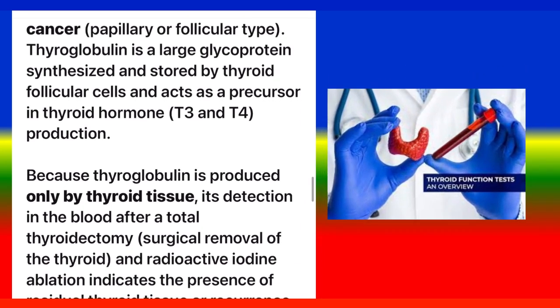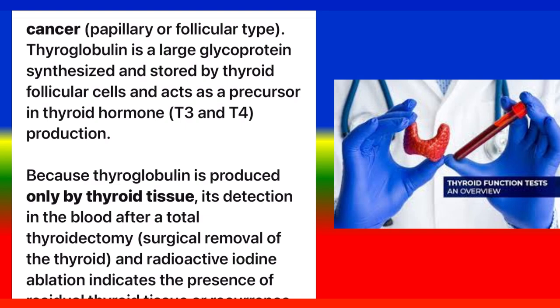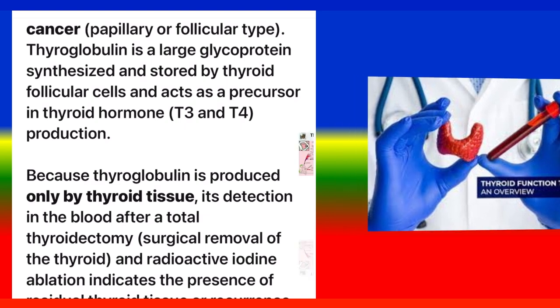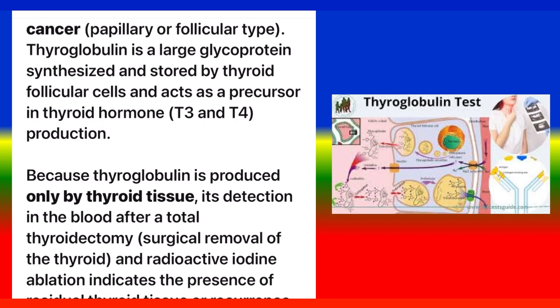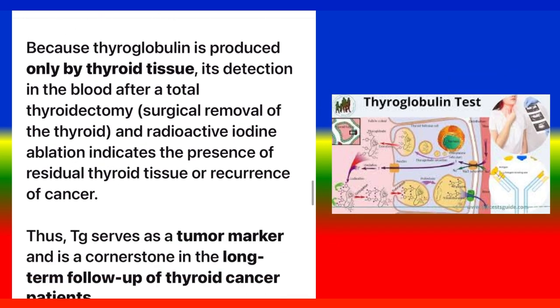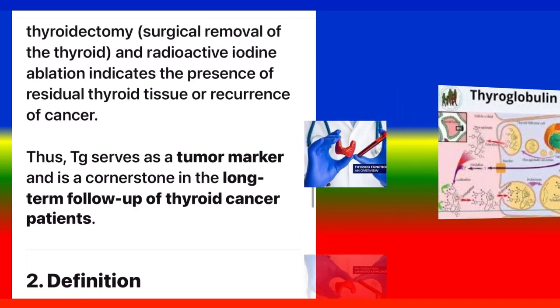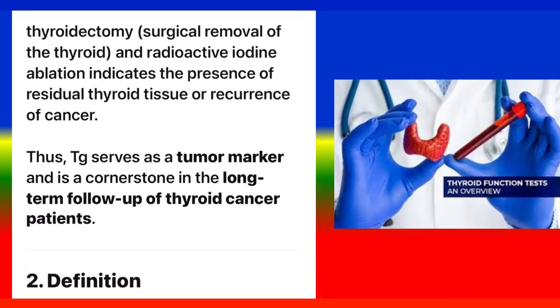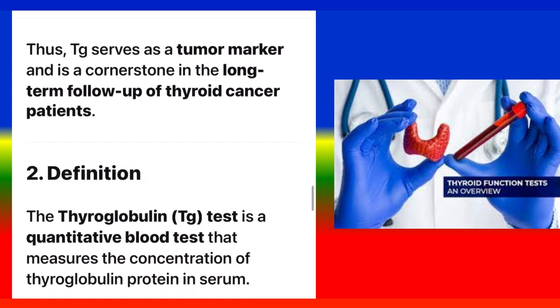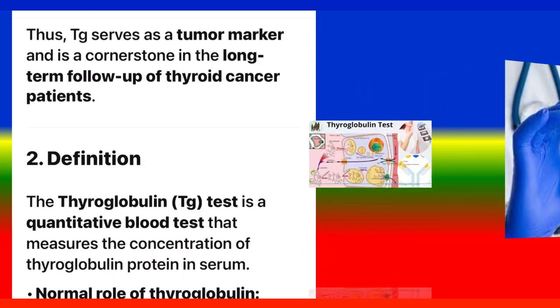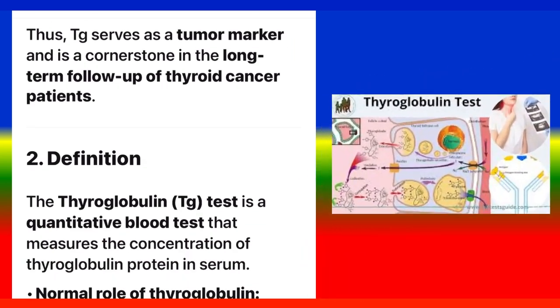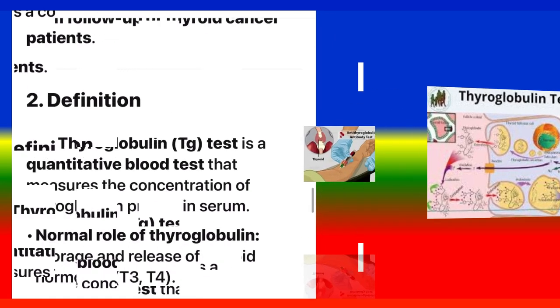Thyroglobulin is a large glycoprotein synthesized and stored by thyroid follicular cells and acts as a precursor in thyroid hormone T3 and T4 production. Because thyroglobulin is produced only by thyroid tissue, its detection in the blood after a total thyroidectomy, surgical removal of the thyroid, and radioactive iodine ablation indicates the presence of residual thyroid tissue or recurrence of cancer. Thus, TG serves as a tumor marker and is a cornerstone in the long-term follow-up of thyroid cancer patients.